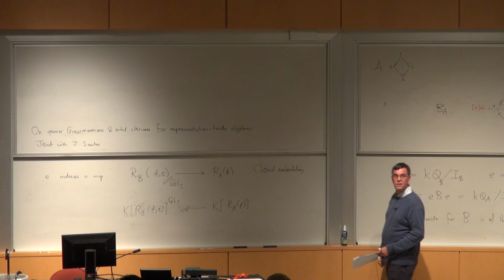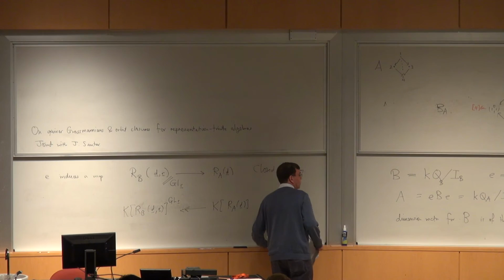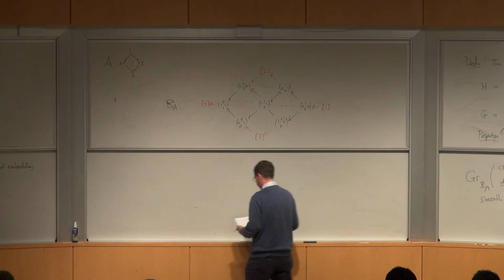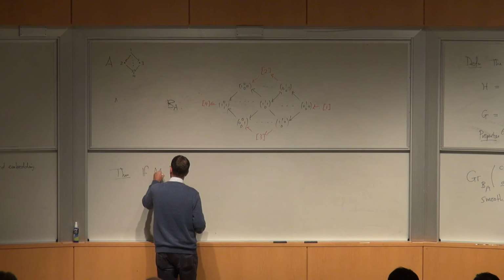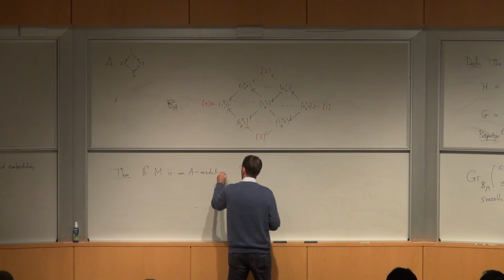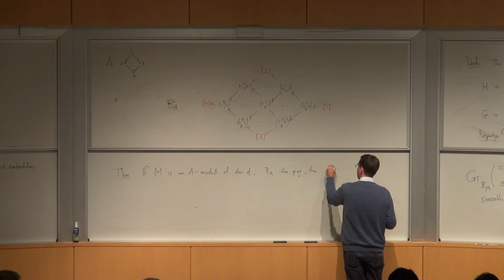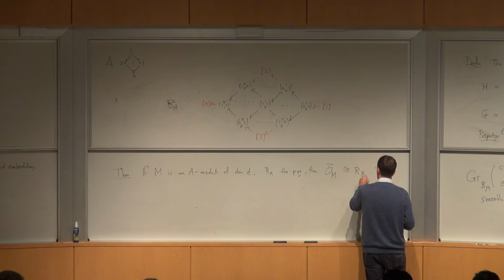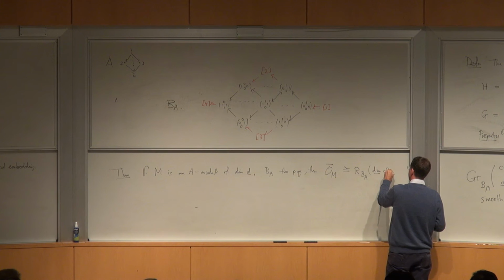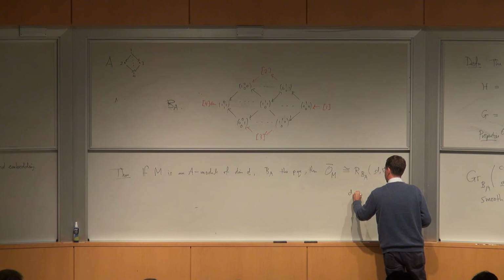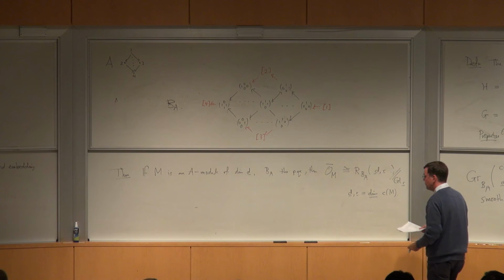So we can use that to show that, if M is an A-module of dimension d, and B_A is the projective quotient algebra, then the orbit closure is isomorphic to the quotient variety R_{B_A} of the dimension vector that of C(N), modulo R_D, modulo GL_R, where D_L is the dimension vector of C(M). So it's a closed embedding.